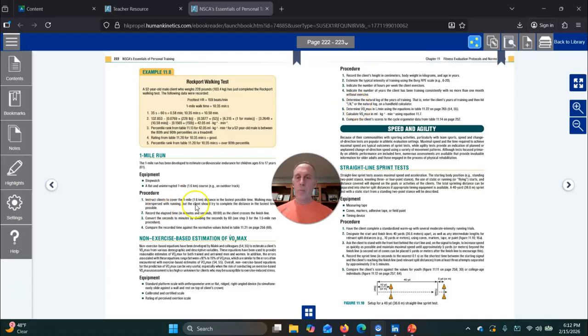Good, not great. The other ones are good as well. But again, this gives you an idea of the different battery of tests that you can do for the aerobic side of the equation.